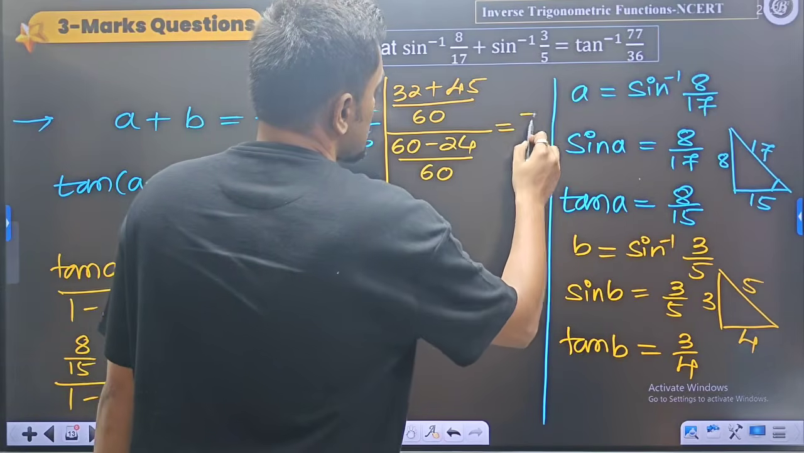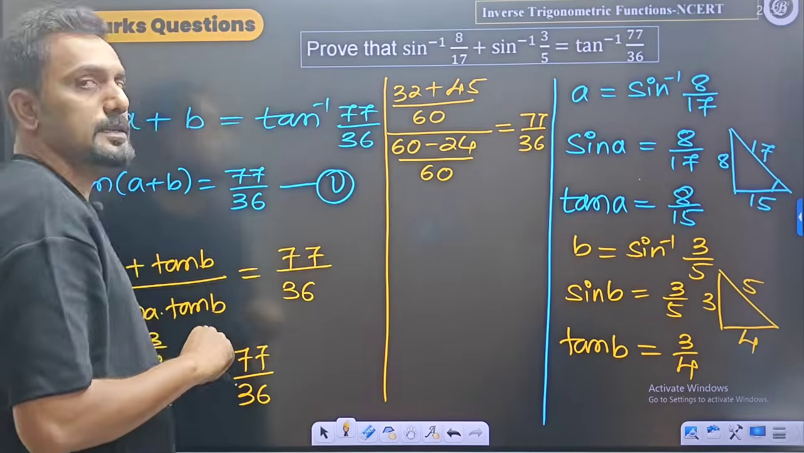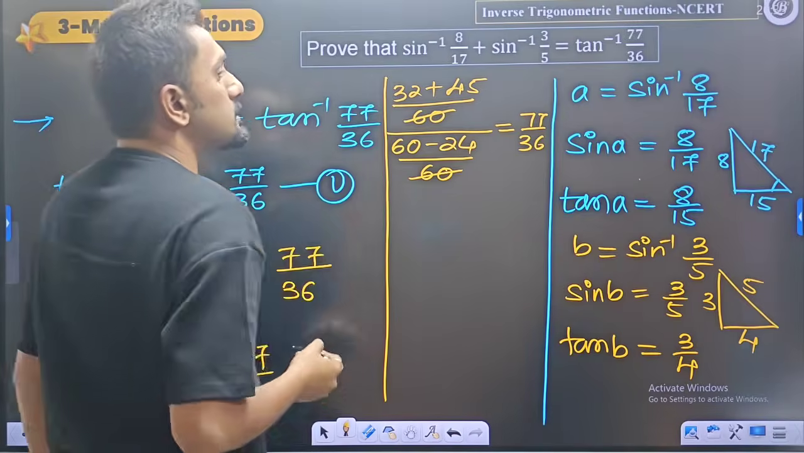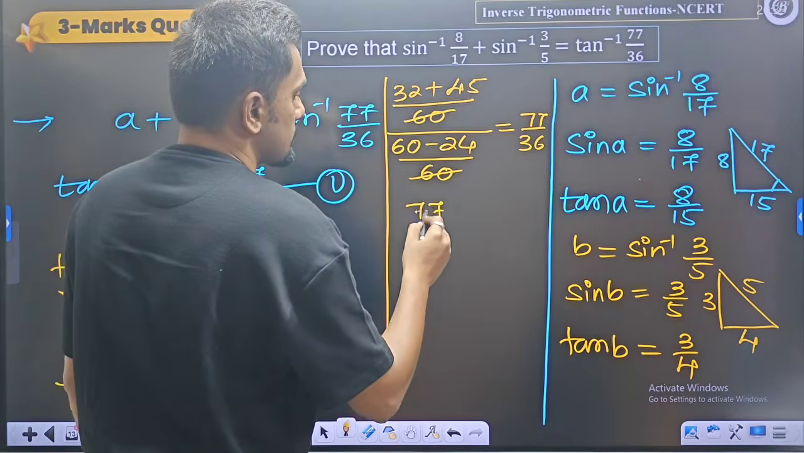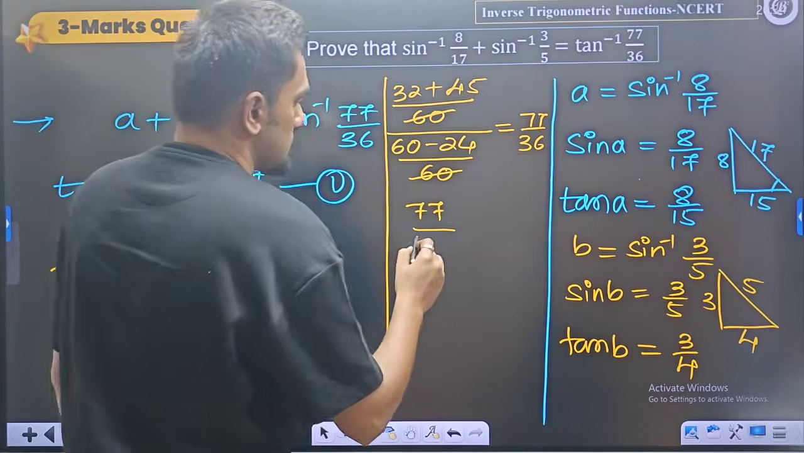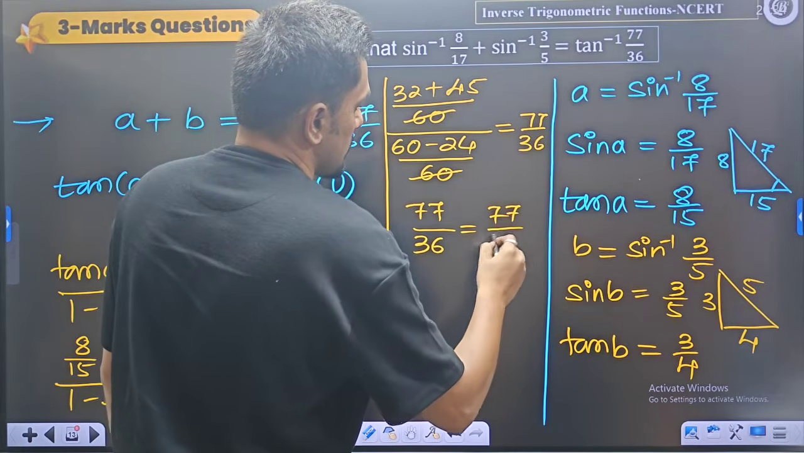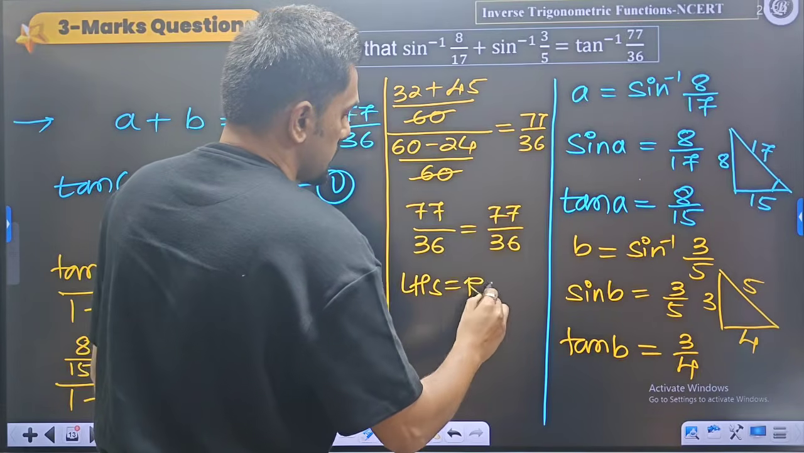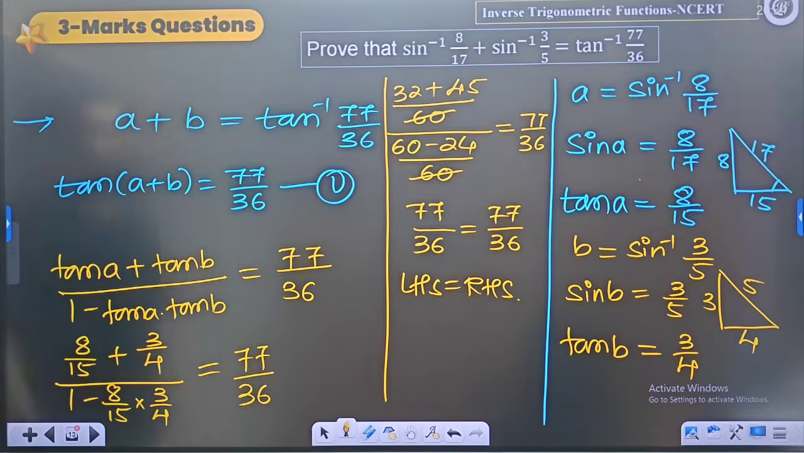This must be equals to 77 divided by 36. Let us check whether this comes to 77 by 36 or not. 60 gets cancelled. 32 plus 45 will be 77 divided by 60 minus 24 is 36. 77 divided by 36. Thus we have proved the result as LHS equals to RHS. Pause the video and note down the answer.